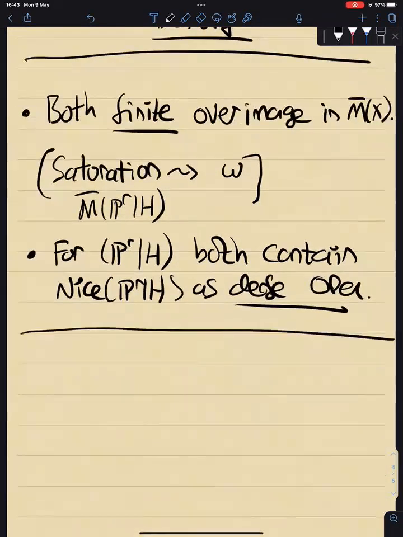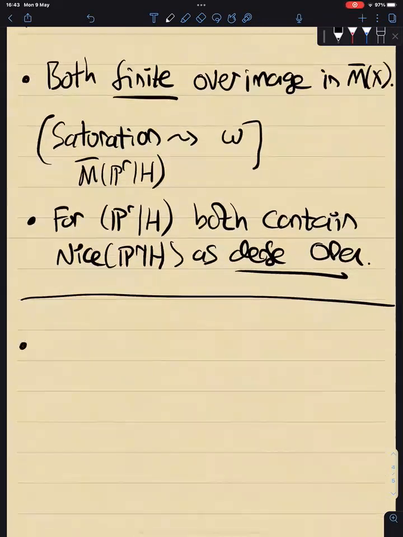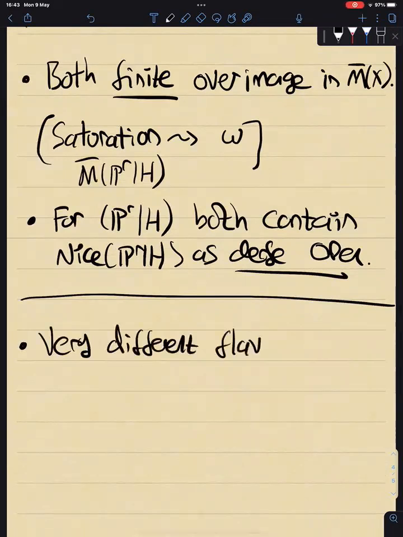Okay, so that's for the similarities. What about the differences? This is related to Rahul's question. These things have very different flavors. Maybe I'll start with the orbifold theory. The orbifold theory is much closer in spirit to classical Gromov-Witten theory. So you have access to things like WDVV, torus localization, boundary recursion, the degeneration formula, the standard corpus of techniques that you have in ordinary Gromov-Witten theory.